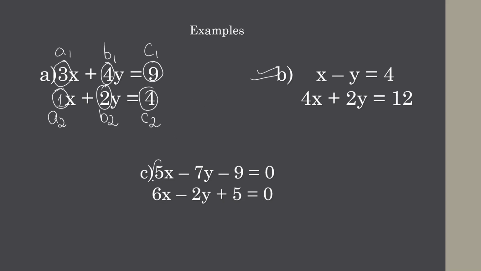Here A1 is 5. When it is negative, take it along with the minus sign. Minus 7 is our B1. Minus 9 is our C1. A2 is 6, minus 2 is our B2, plus 5 is our C2. So these are the numbers. We are dealing with numbers.